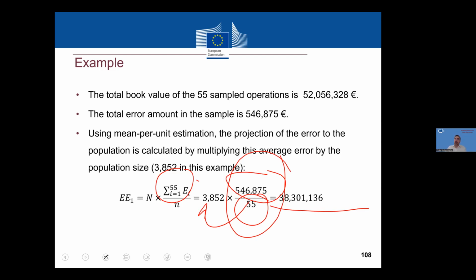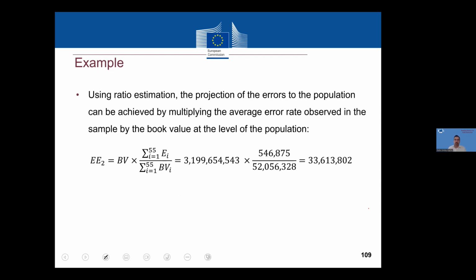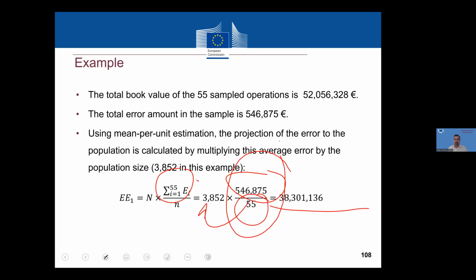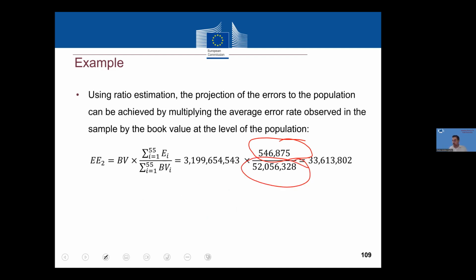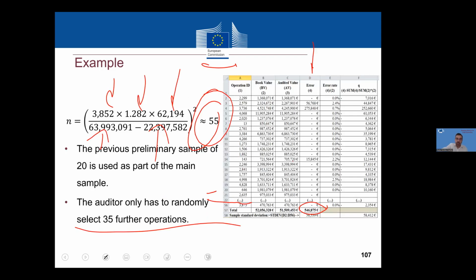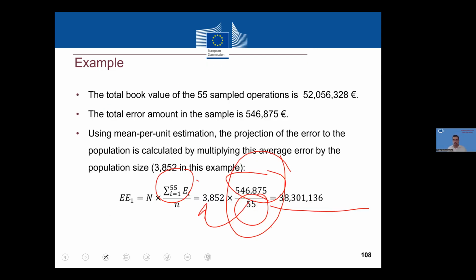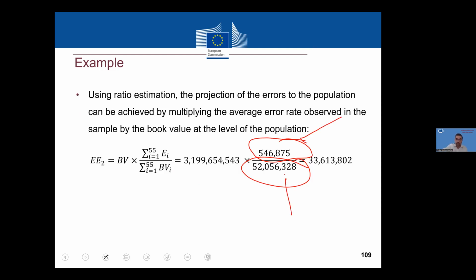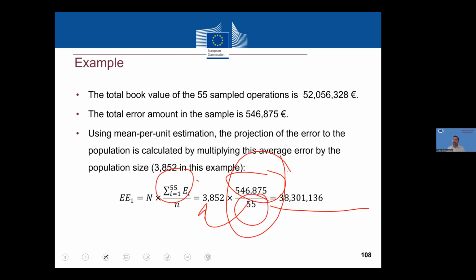But just for the sake of my numerical example, let's do everything using both methods. If I use ratio estimation, how do I do it? Well, I still sum all the errors in the sample, but instead of dividing by the sample size, I divide by the audited expenditure. Where is it? Well, it's the sum of the 55 book values, and the sum of the 55 book values gave me 52 million euros. So here it is: total error in the sample divided by audited expenditure, times the total book value of the population, which is 3.2 thousand million, and this gives me a projected error of 33.6 million euros.